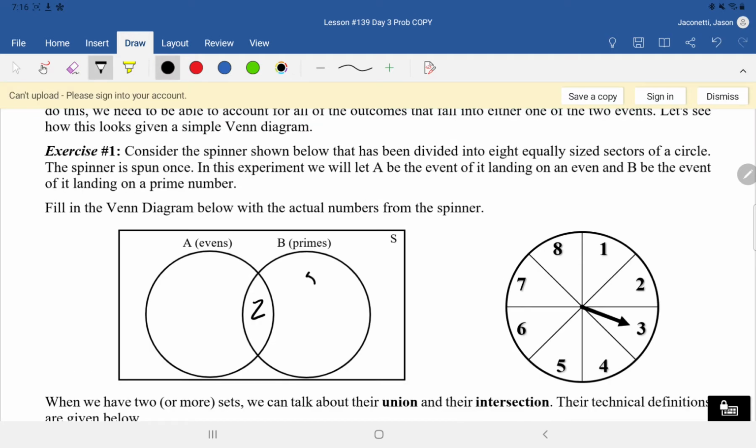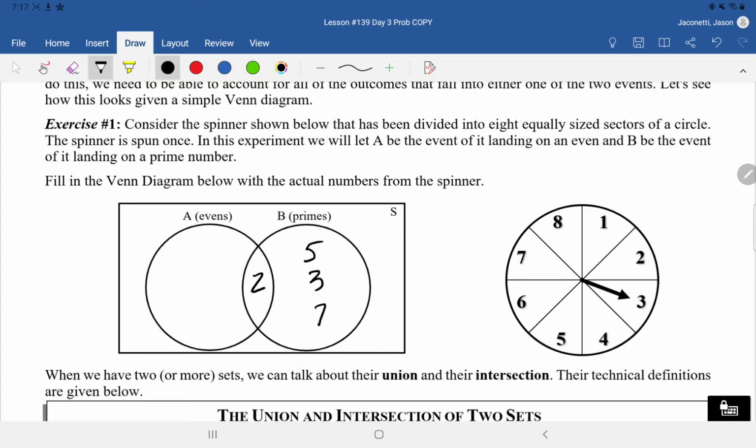The 5, the 3, and the 7 go over here, and the 8, the 4, and the 6 go over here. The 8, the 4, and the 6 are unique to event A. The 5, the 3, and the 7 are unique to set B. And the 2 itself actually just lives in the middle of them, where it's shared. And of course, 1 lives on the outside because 1 is definitely not even and 1 is not prime.